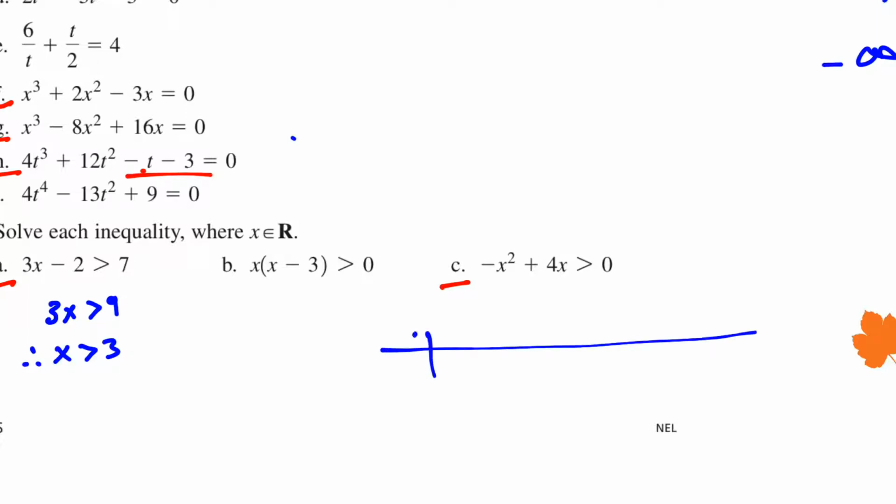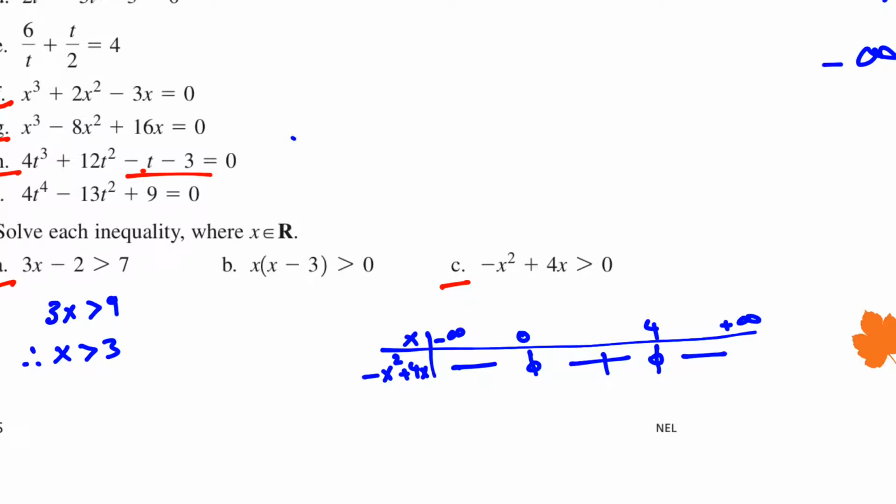Since it is a nonlinear inequality, we use the sign chart. If we set it to 0, x is either 0 or 4 by factoring x. We have x times negative x plus 4 equals 0. Therefore, x is either 0 or 4. For x greater than 4, if we test x equals 5, we see it is negative. Between 0 and 4, it is positive, and less than 0, it's negative.